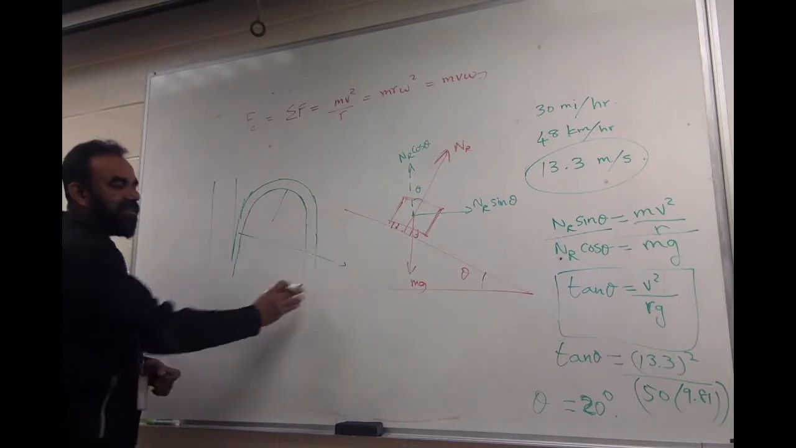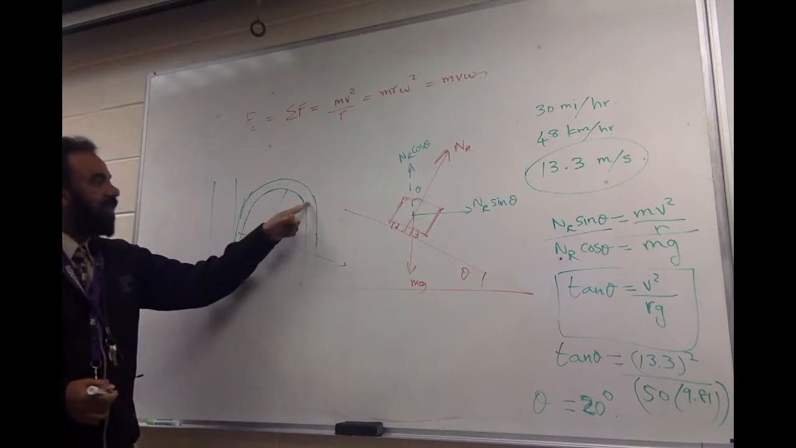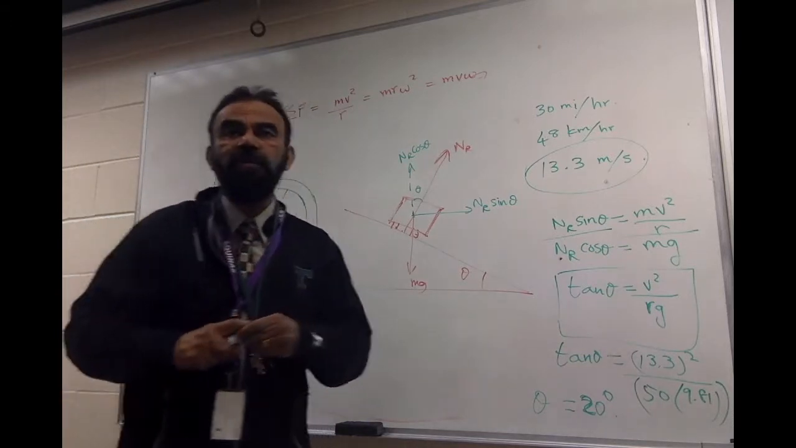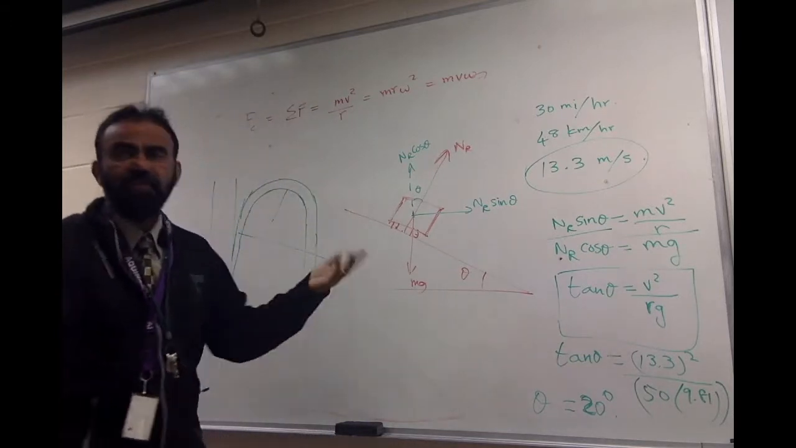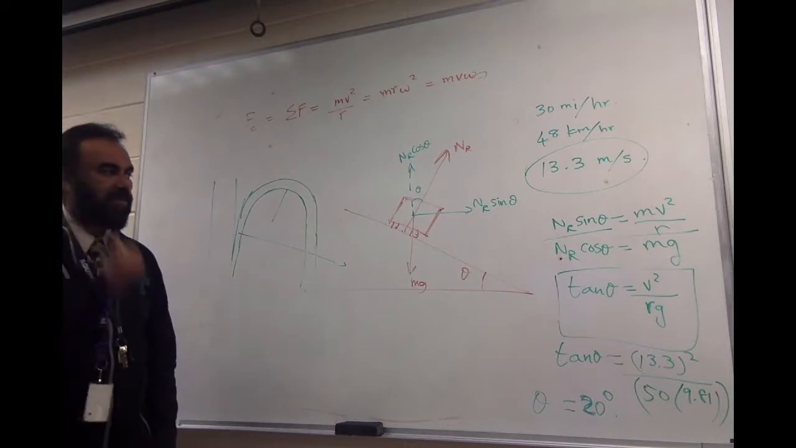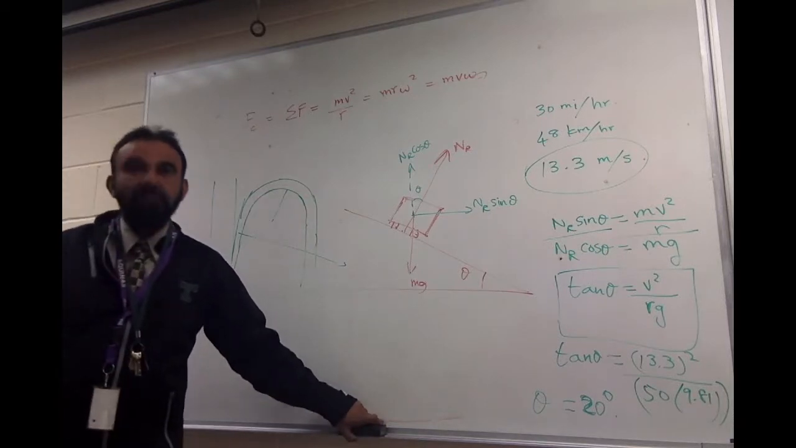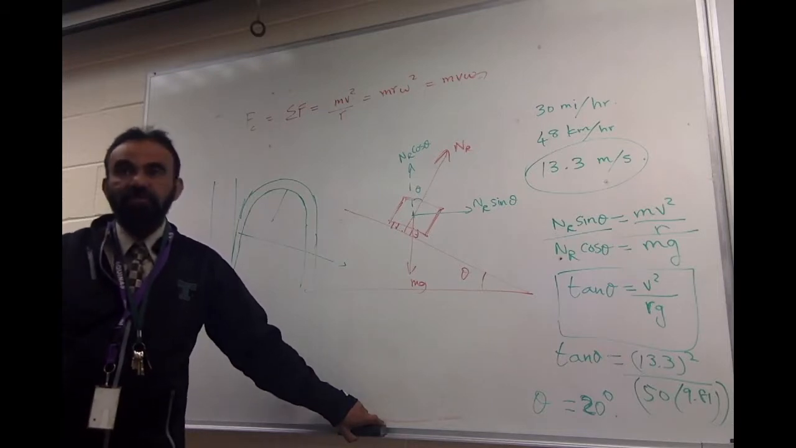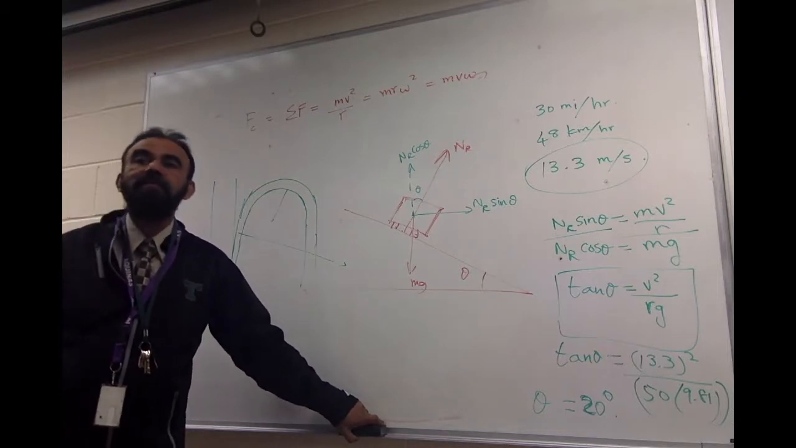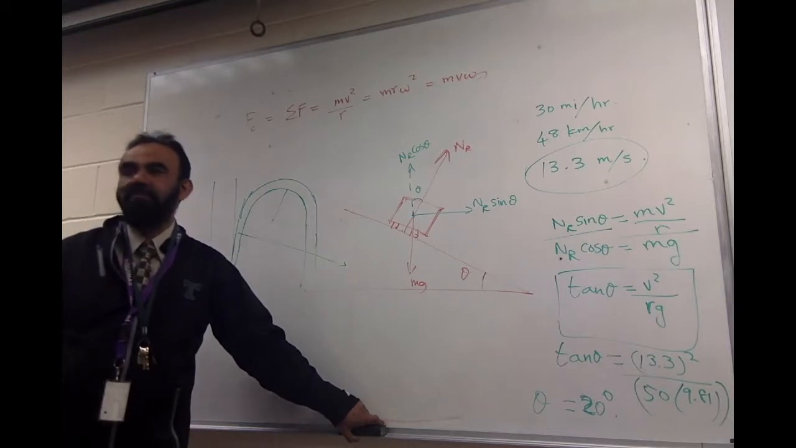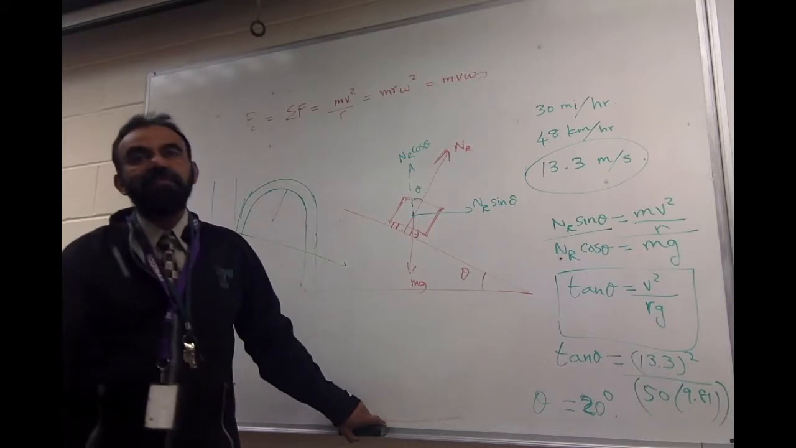This will be flat. No more banking here. So the banking takes place mostly there. And that banking is something that's very important everywhere. Railway tracks are banked for the same reason. Roller coasters are supposed to be banked properly. There are some roller coasters that are badly designed because they don't bank it properly.